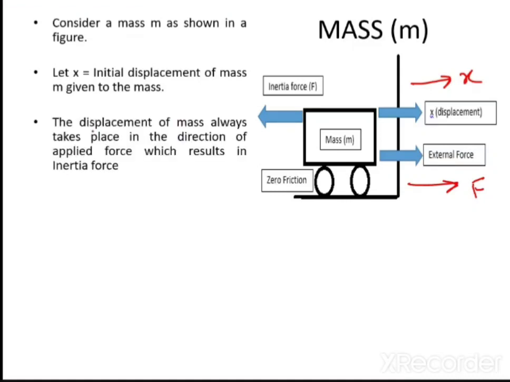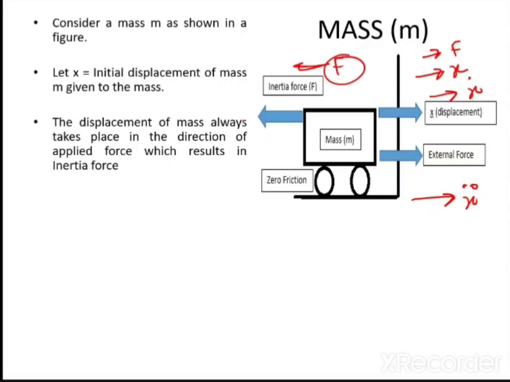You know that displacement is always in the direction of the applied force. The displacement of the mass always takes place in the direction of the applied force, which results in an inertia force. Because of this displacement x, the inertia force will always act opposite to the displacement. Now this is something we saw in module number 2: exerting force and inertia force. Let us say this is the x, this is the F, this is the x dot and this is the x double dot. So the inertia force is always equal and opposite to the accelerating force.